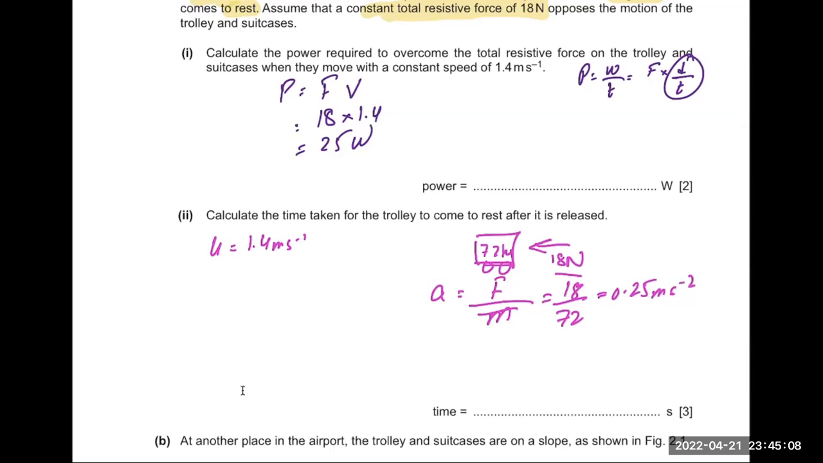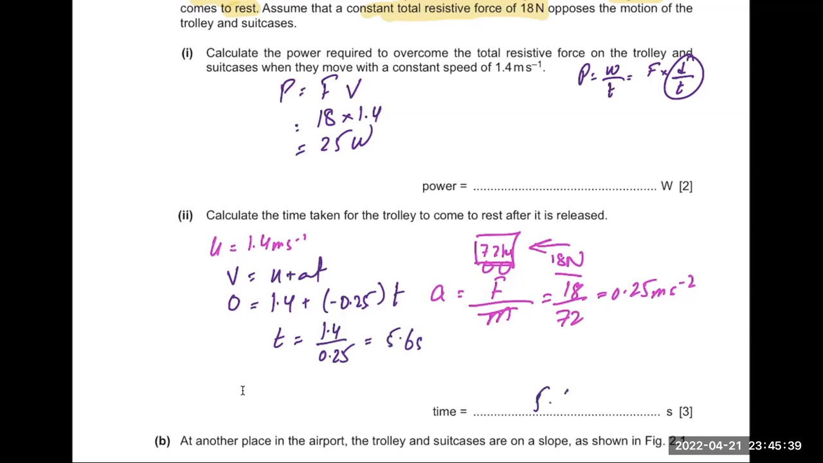Once we have the acceleration, we know that V is equal to U plus at. The final velocity is 0. The initial velocity is 1.4. The acceleration is minus 0.25 because it's in the opposite direction to our initial velocity. It's the deceleration. Time t is equal to 1.4 upon 0.25, which is equal to 5.6 seconds.